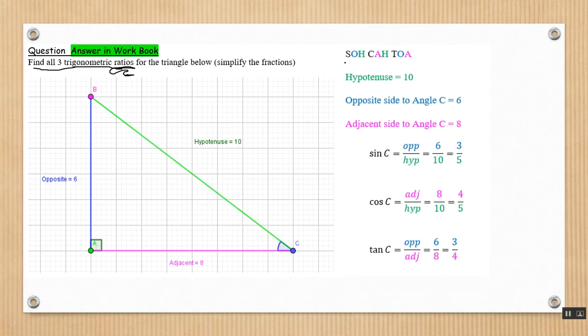So we can use SOHCAHTOA to help us remember the trig ratios. The sine is opposite over hypotenuse. We're still using this angle here. So we've got opposite, which is 6 over 10, and you'll notice that we can simplify that to 3 over 5.